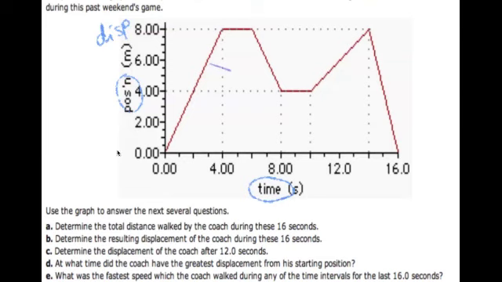Let's see the first question. Just look at the graph. Since this is a displacement time graph, the question says the position time graph below represents the motion of South's basketball coach during the last 16 seconds of this past weekend's game. So this is the initial point, the point 0. You should have an intuition of this first, the point 0.